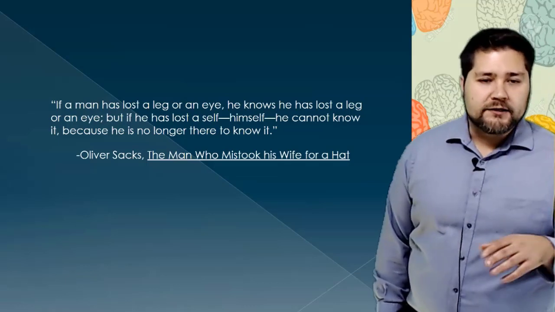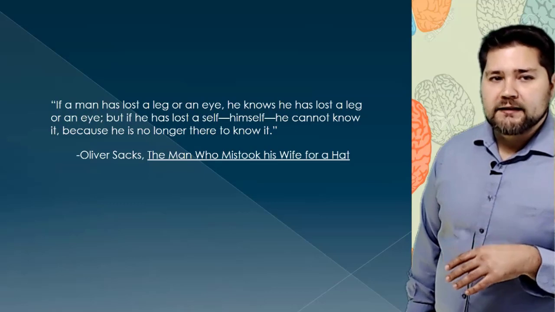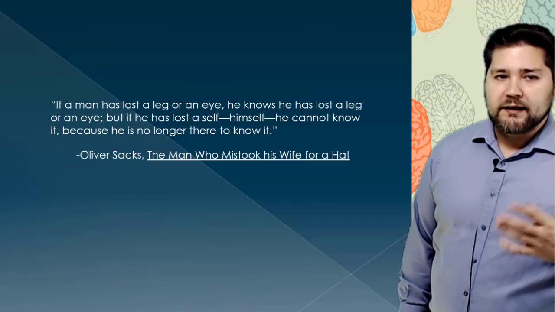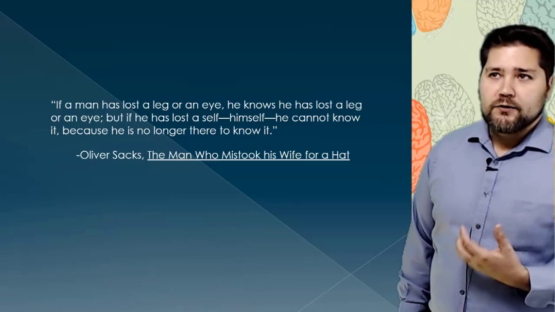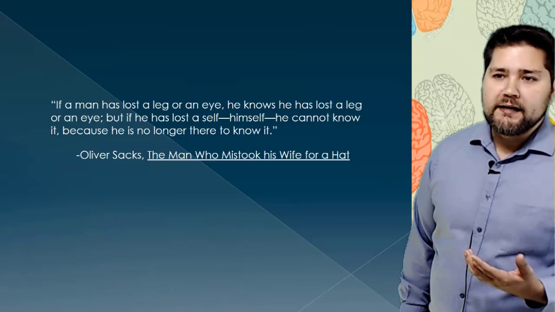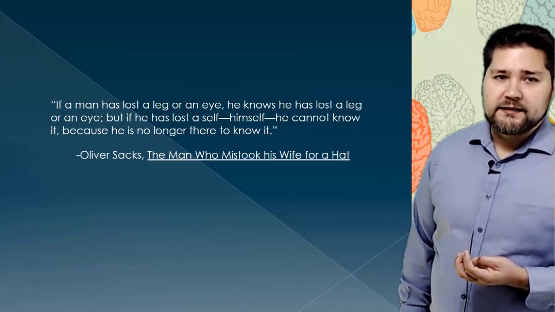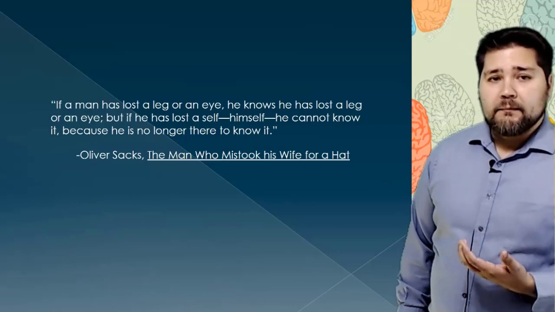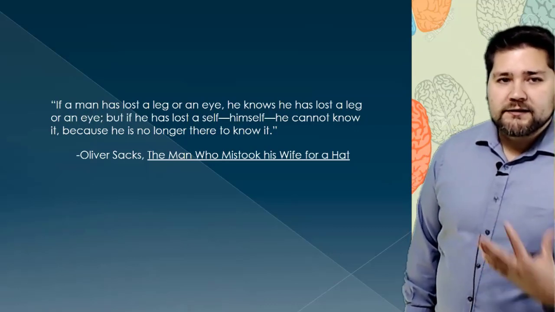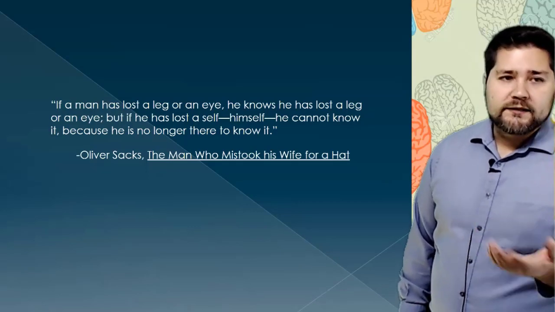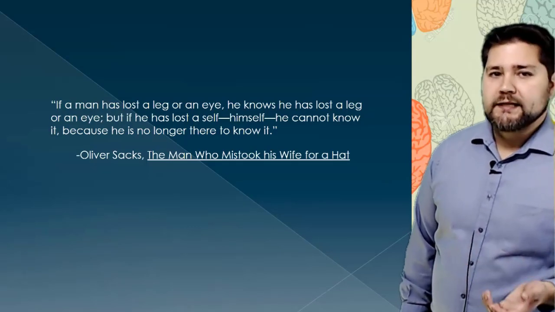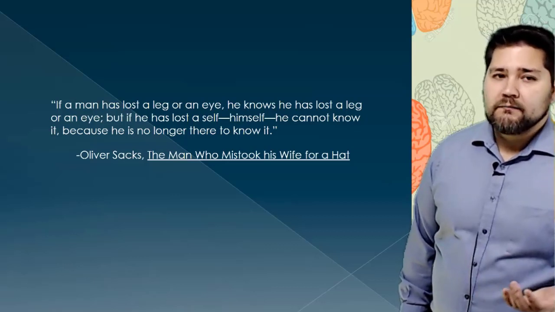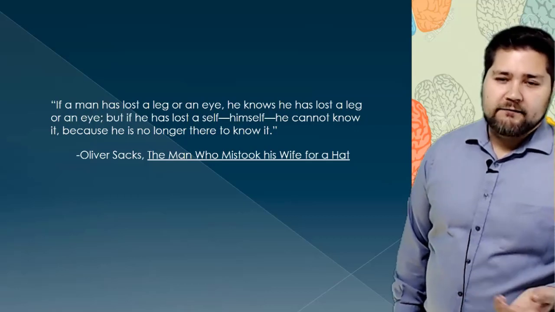When we think about brain lesions, I like to call back this quote from Oliver Sacks. And this book, The Man Who Mistook His Wife for a Hat, is a very cool book. He goes into some of the cases he's worked on, and a lot of it is more neurological, neuroscience type stuff, and not just always clinical diseases like tumors and things like that. So we don't really get into some of those cases, but I do find pathology of the brain to be fascinating because it really is a sense of our identity. And the quote states, if a man has lost a leg or an eye, he knows that he has lost a leg or an eye. But if he's lost a self, himself, he cannot know it because he's no longer there to know it. And I find that fascinating because it's true.